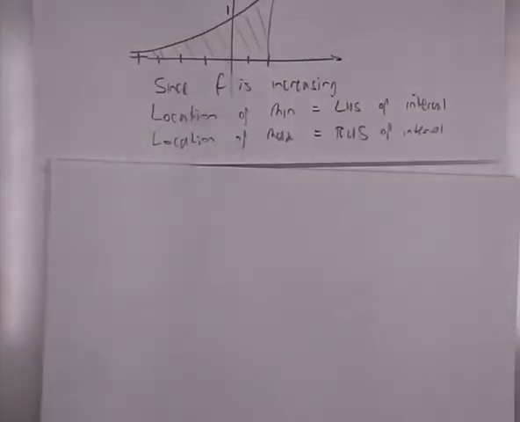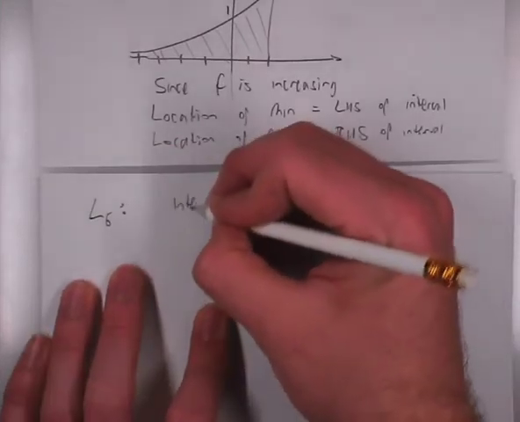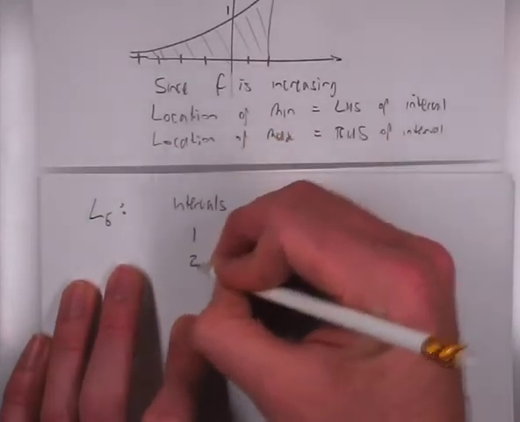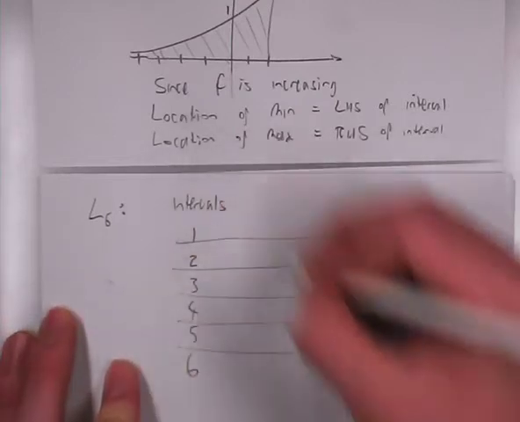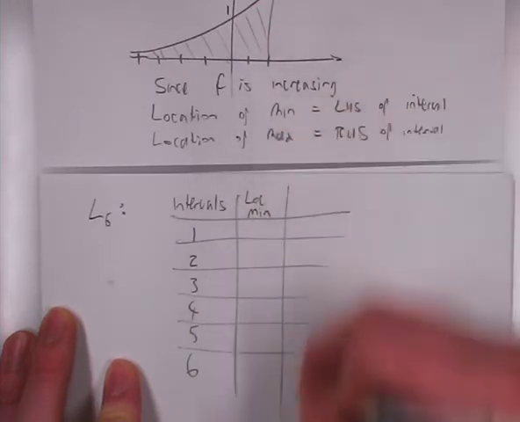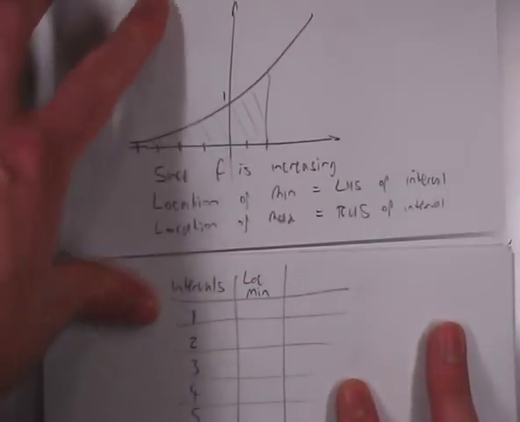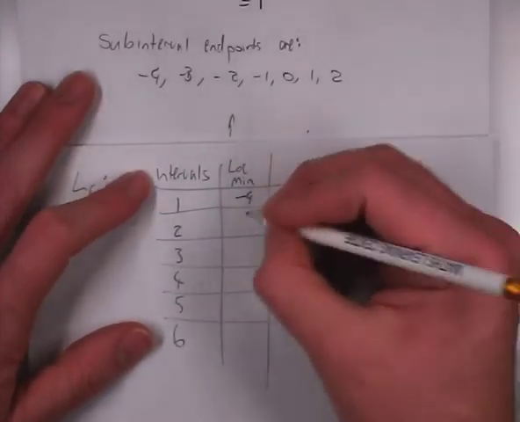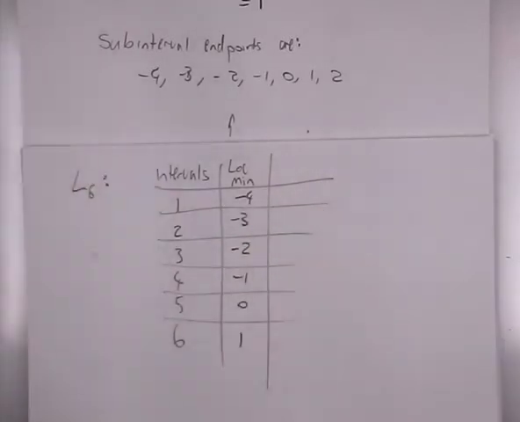So this time I'll do the lower sum, just so that you can see it. So to do the lower sum, I've got my intervals, 1, 2, 3, 4, 5 and 6. And I've got the location of the minimum. Well, the minimum is always on the left-hand side, so the left-hand side of interval 1 is -4. The left-hand side of interval 2 is -3.